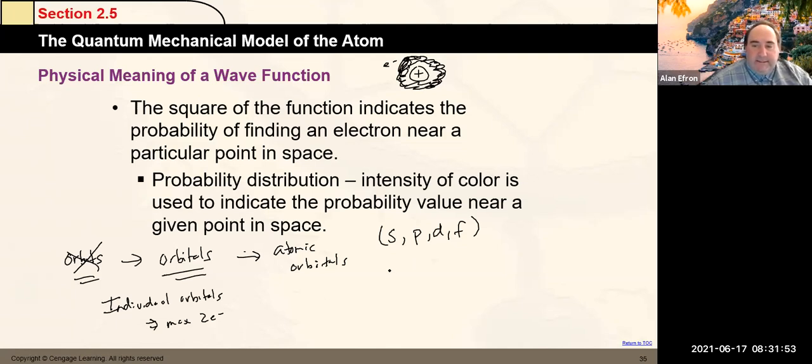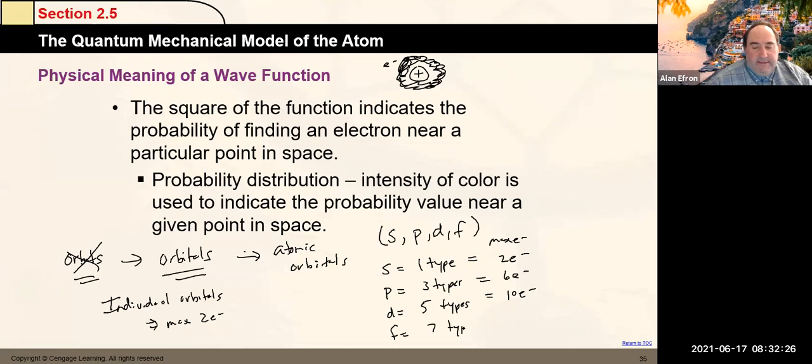And as we'll see in just a second, if you remember s orbitals, there's basically just one type of s orbital, which means it can max out at 2 electrons. P orbitals, there's 3 different types of p orbitals. And that means if you filled up all 3 of those p orbitals, you would max out at 6 electrons. D orbitals, there's 5 different types of d orbitals, which means you can max out at 10 electrons. And f orbitals, there's 7 different types, which means you can max out at 14 electrons in that particular case.